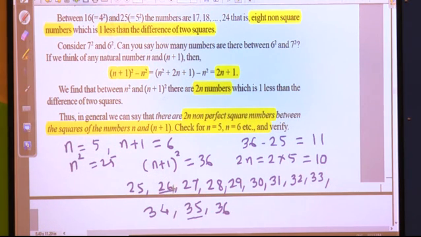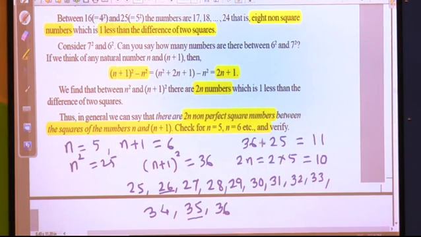I will repeat it. I have written here 2n is equal to, and our value of n is 5, so 2n is equal to 10. I have done the calculation here: n plus 1 is 6, so 6 square is 36. 36 minus 25, we have the answer as 11.